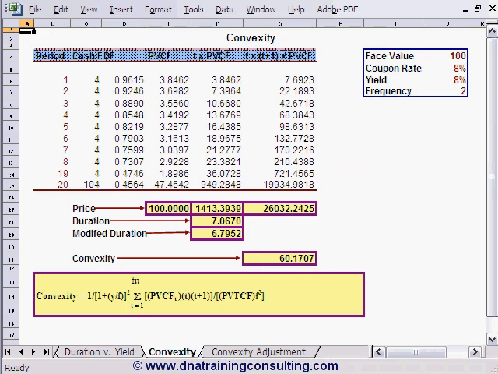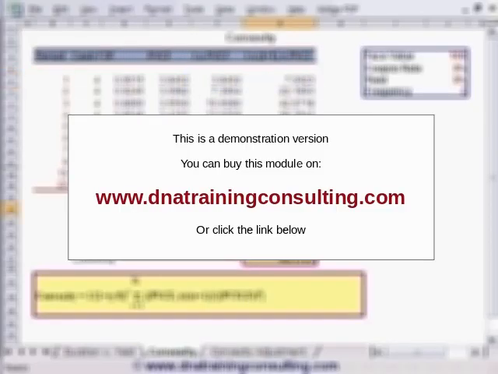So now, working your way through this worksheet, and in particular through column G, which, as we said, represents in each cell the PV of each cash flow times its age times its age plus 1, summed together in cell G27, and then divided by the appropriate divisors in cell G31, you should have no difficulty confirming that the convexity of this 8% 10-year bond at a yield to maturity of 8% is 60.17, as indicated in this cell G31.